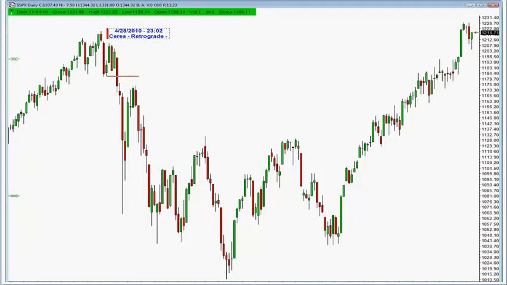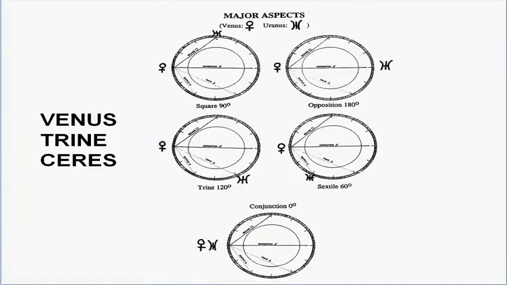So that's for the Ceres aspects. Another aspect that I think, when I overlaid it on the charts with regard to where we're at right now in these patterns beyond the new moon full moon cycle, is Venus trine Ceres. Trine again, folks, being this 120 degree angle. So let's go take a look at those charts and see what they say.